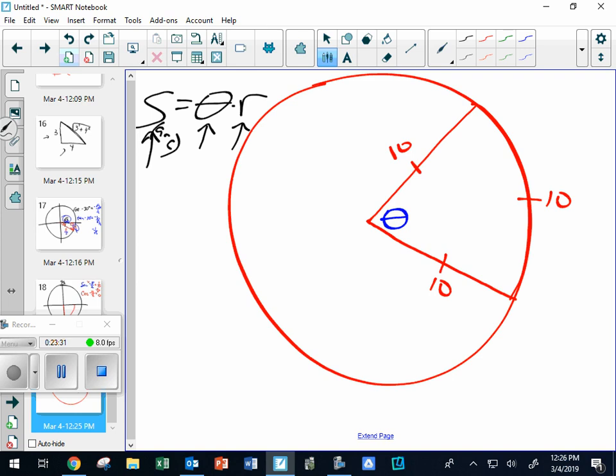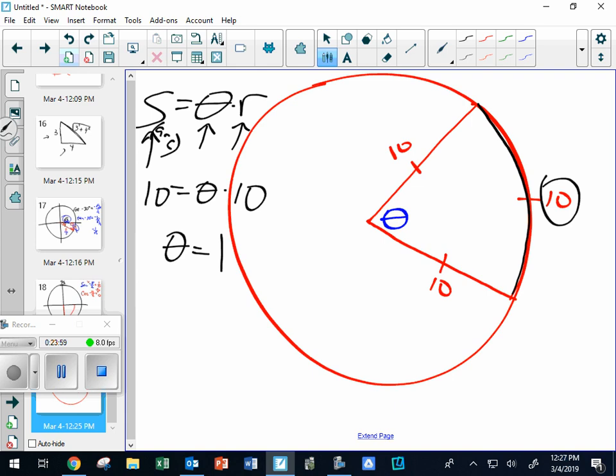What's the arc length in this problem? 10. This curvy side here is 10. You can measure things on a curve. It's kind of strange, but it's true. So 10 equals theta times what's the radius? 10. So then what's theta? 1 what? Radian. That's 1 radian.